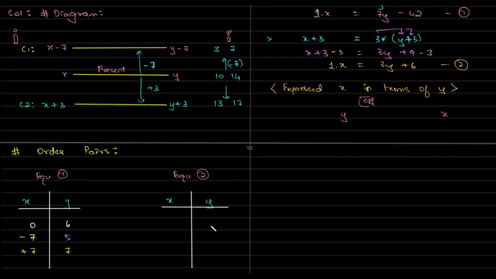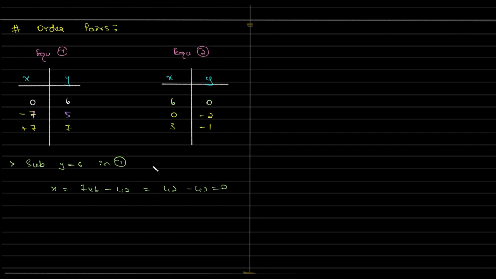So here it's convenient to put y equal to 0, because 0 into 3 plus 6 will give me 6. It's also convenient to put minus 2, that will make x 0. And I guess minus 1, which will make x to be 3. So this is easy to plot. Okay, so our ordered pairs are ready.